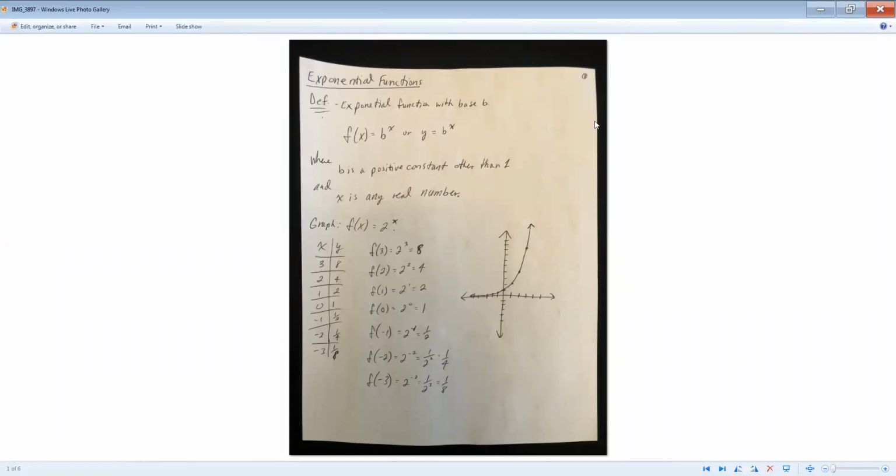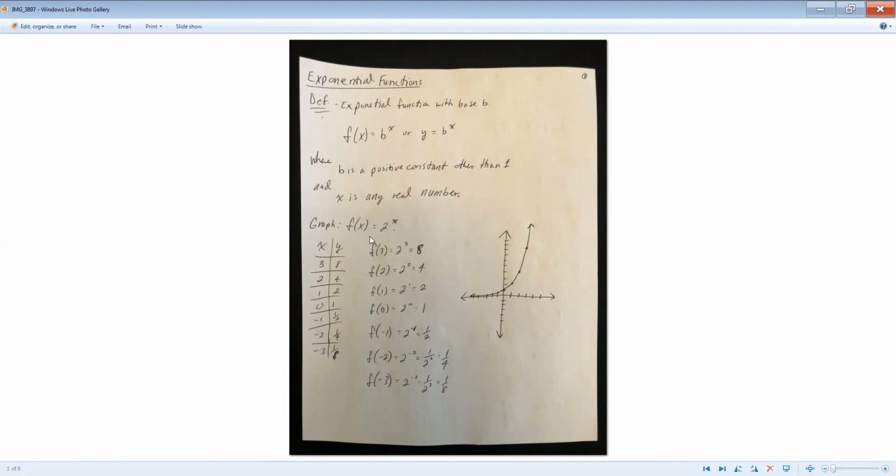In this video, we will talk about exponential and logarithmic functions. So, the definition of an exponential function: you will have a base and your actual variable will be the exponent. That's why we have f of x is equal to b to the x, where b is going to be a positive constant other than 1, and then x is going to be any real number.